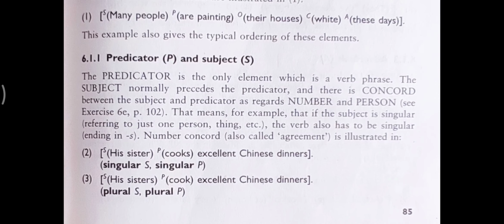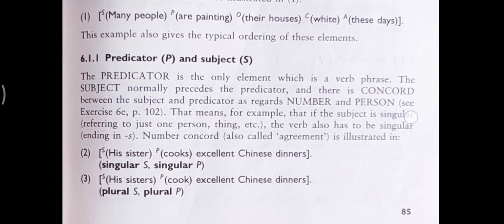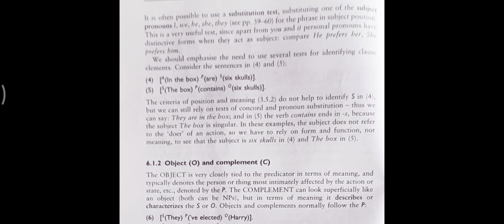His sister cooks excellent Chinese dinners. See, the subject is singular, cooks is plural. It's, as we have seen, the type of use that we have. So in this way, at the same time, it is often possible to substitute, as we have seen, the substitution by the pronoun.